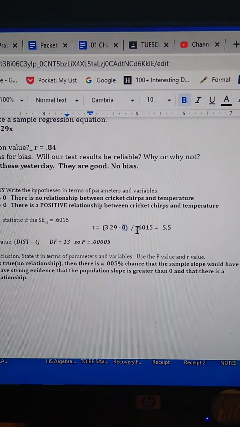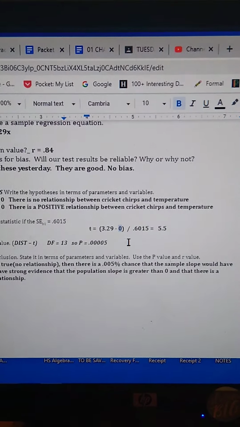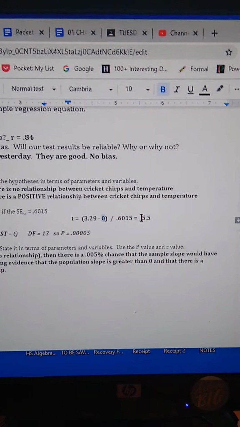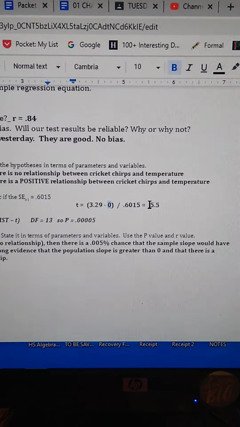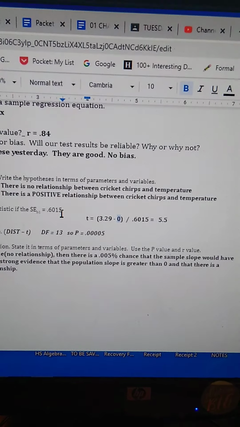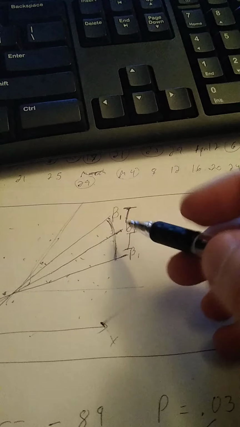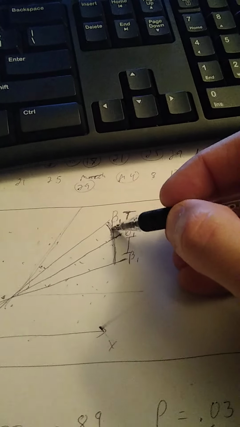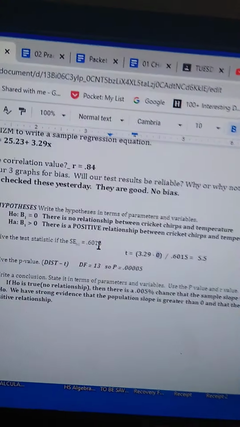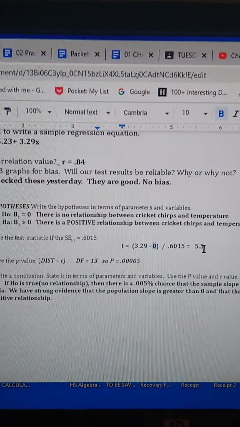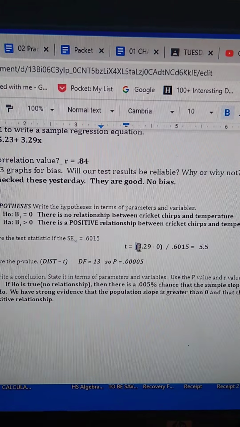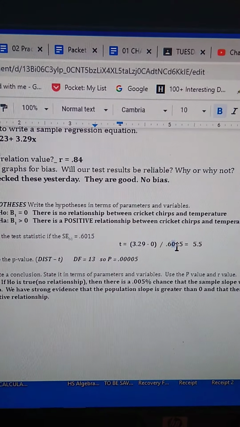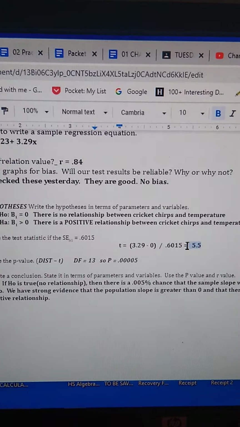And again, that is not typical residual size. The spread of slope is different. Typical residual size refers to how far the points are from the line. This tells you how spread out the slope could be. So if this is my sample slope in the middle, SE sub B sub 1 tells me how far away my population slope would be from the sample slope, potentially. So I'm going to take b sub 1 minus beta sub 1 divided by the spread, and that gives me a t-score of 5.5.